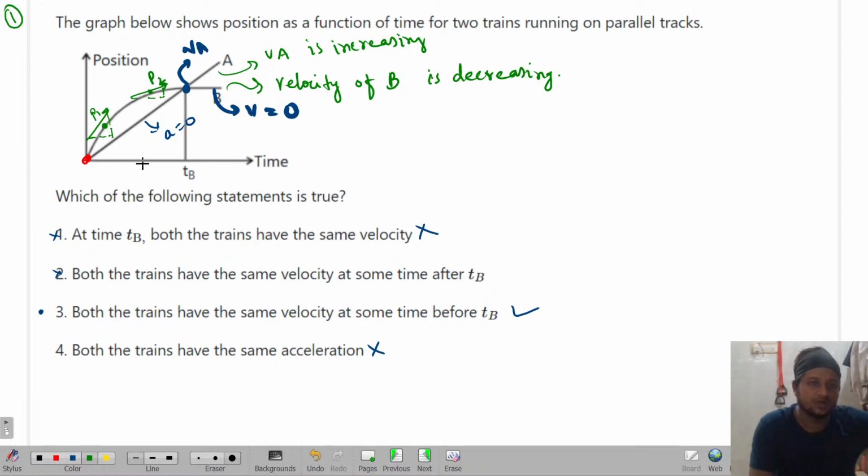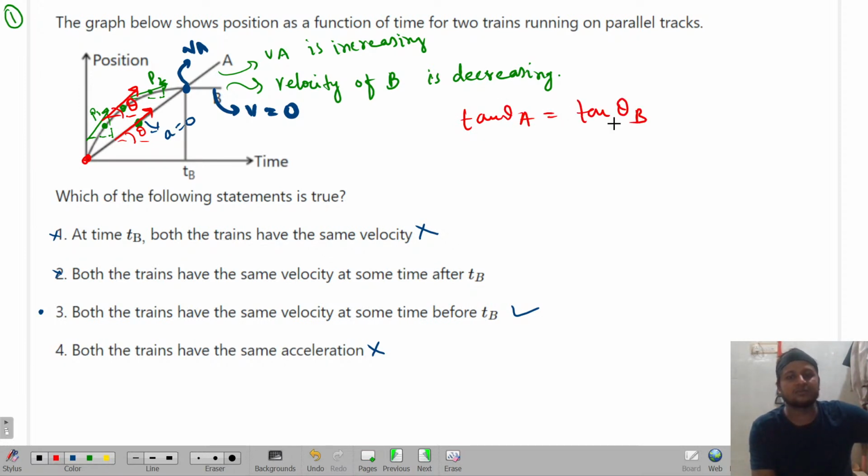How can you verify that? Look over here, at point P and at this point. If you draw the slope at this point, try to see the slope is like this way. And here also the slope is like this way. Both the slopes are parallel or not? If the slopes are parallel, then their angle will be the same. Means this theta angle for both of the slopes is going to be similar or not. Now if tan theta of A is going to be equal to tan theta of B, that means what? Velocity of A is going to be equal to velocity of B. So option C is correct.